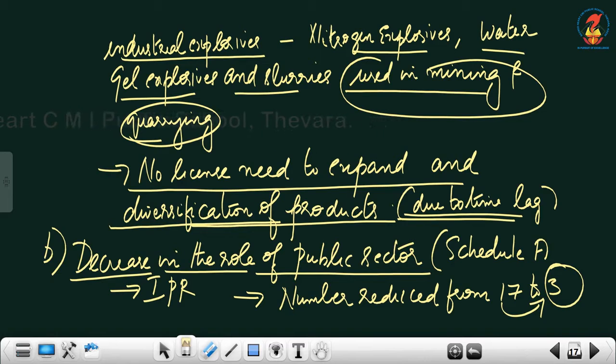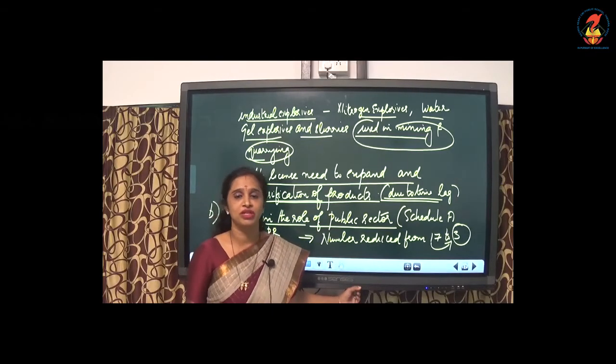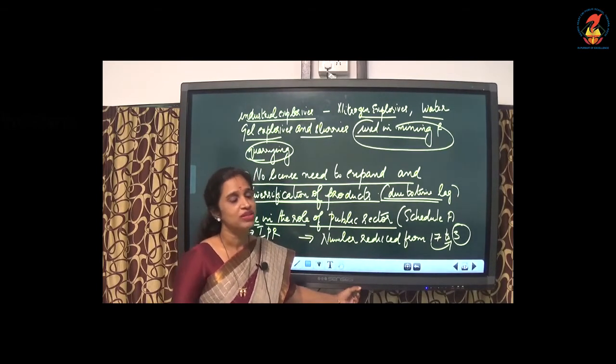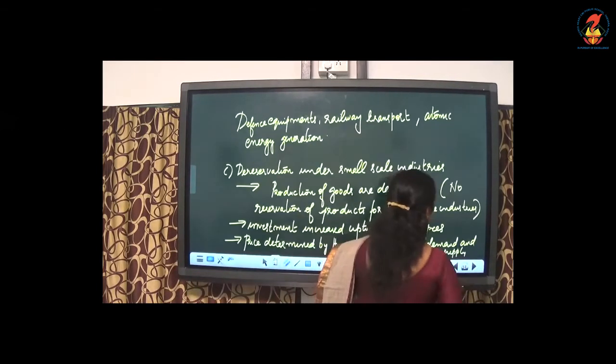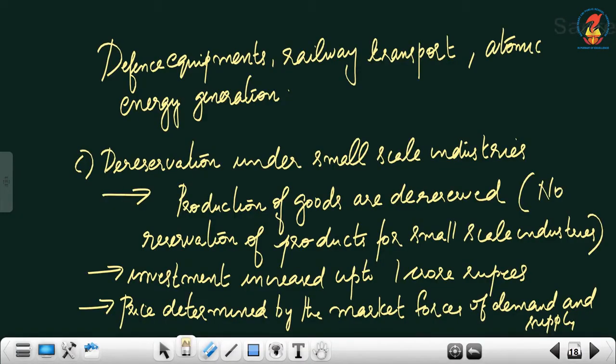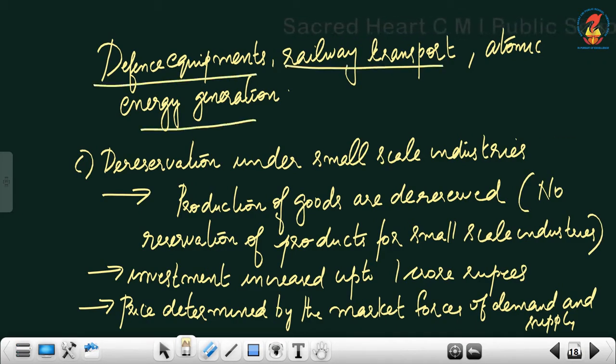As per the IPR, in Schedule 1, 17 industries were directly under the control of the government, but now instead of 17, it is reduced to 3. Now, let us see which are the 3 industries which have to be handled exclusively by the government. That is a monopoly of the government. It is not the monopoly of the private sector. They are defense equipments, railway transport and atomic energy generation. Very, very important from the examination point of view.